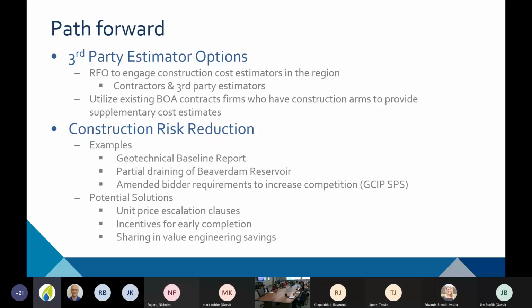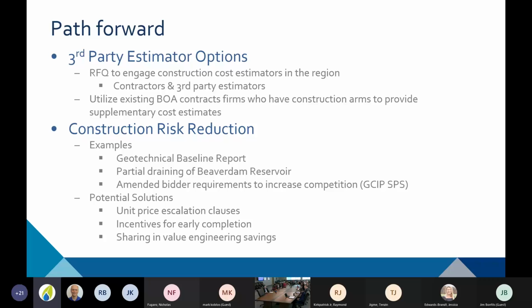Another thing that we did, I think you guys will recall this, with Beaver Dam Reservoir, we agreed to partially drain the reservoir to facilitate the bridge and pier work to be less risky for the contractor so that they're not working kind of in the water, right? So that was something we did recently.